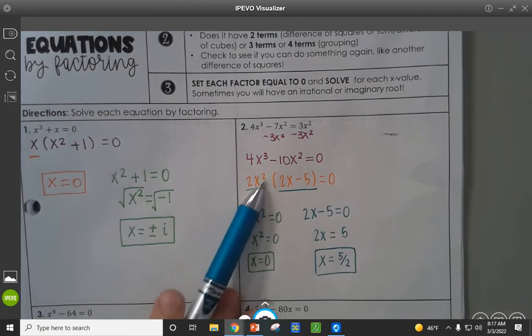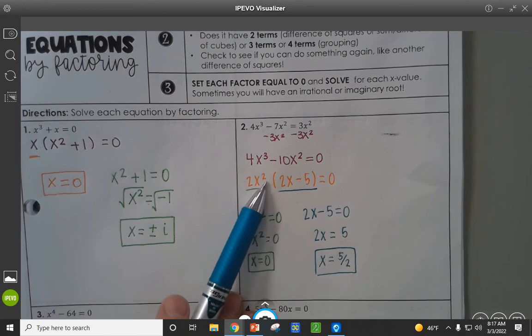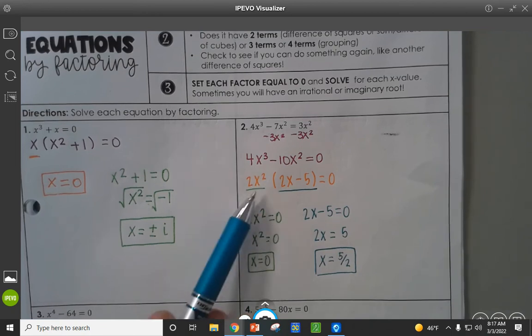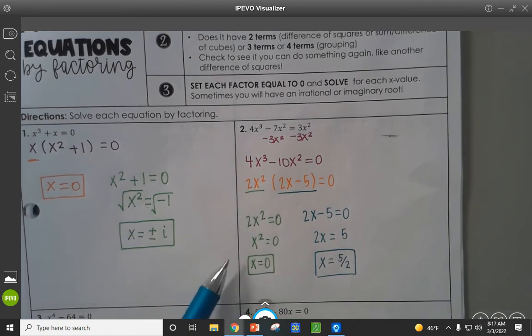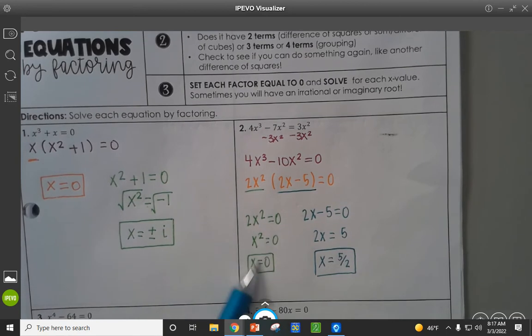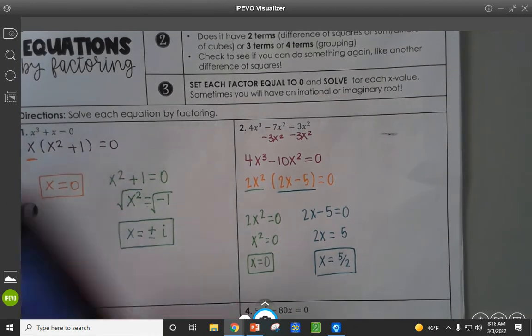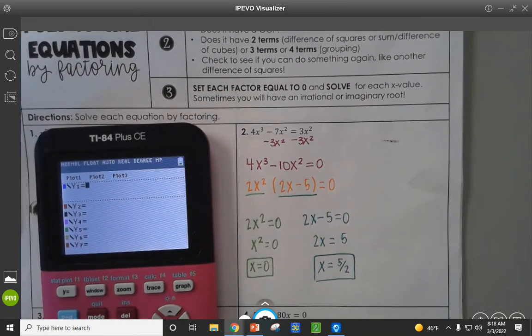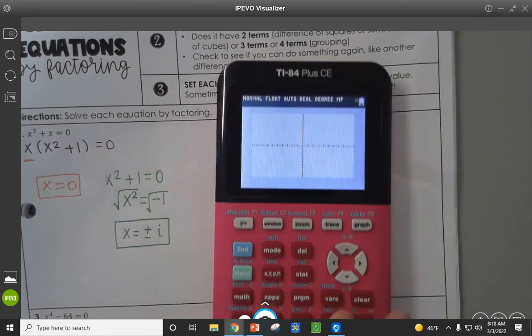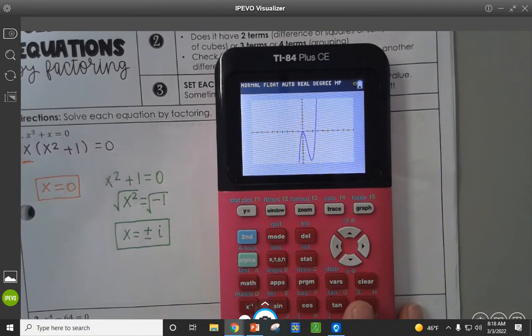Now this x right here had a 2 exponent, which means the multiplicity is 2. And remember way back, when the multiplicity is an even number, it's going to bounce at that x-intercept. So what it should look like is it's going to sit on the x-axis and then actually cross at 2.5. Just like that.